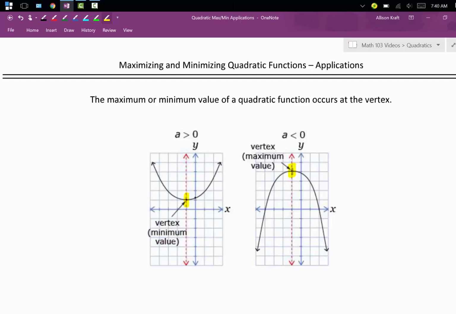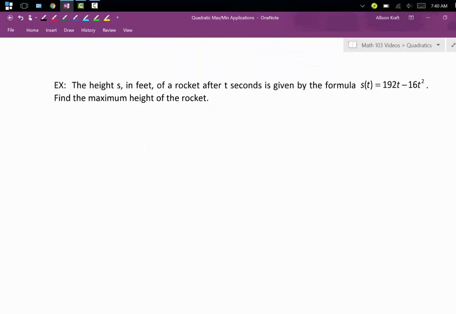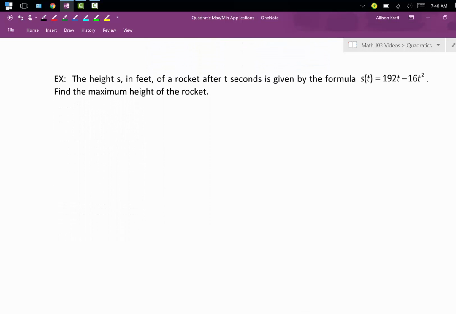parabola. When solving these applications, you need to determine whether you're looking for the x or the y coordinate of the vertex. You'll make that determination based off of the context of the application.